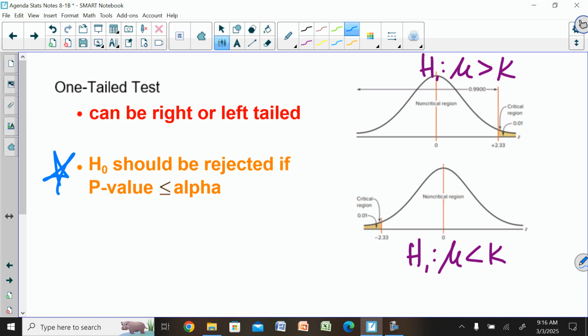So I also want to make sure I point out that this critical region is just alpha, because we didn't have to split it in half. So for our two-tailed, we have to split that in half. So one-tailed, we don't. So one more thing to keep track of.